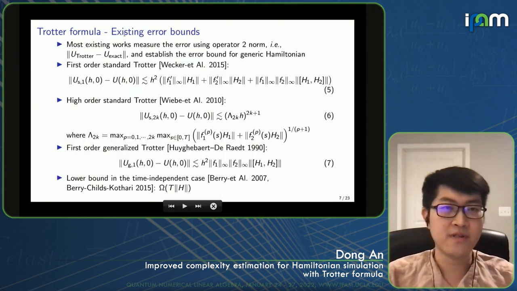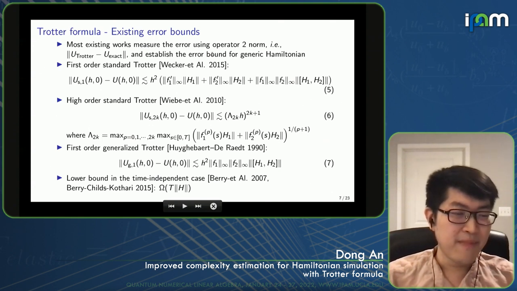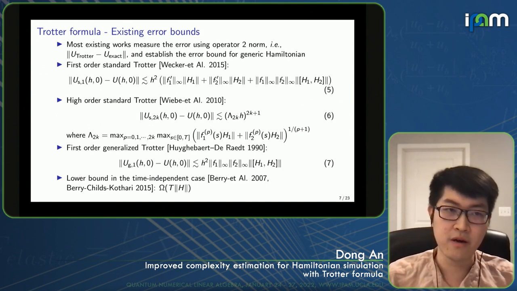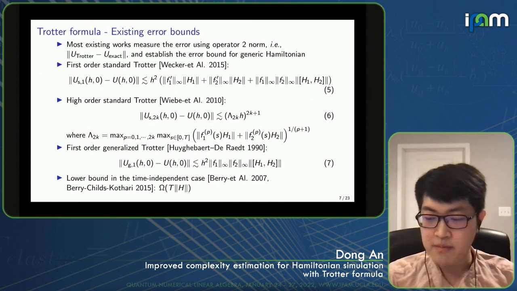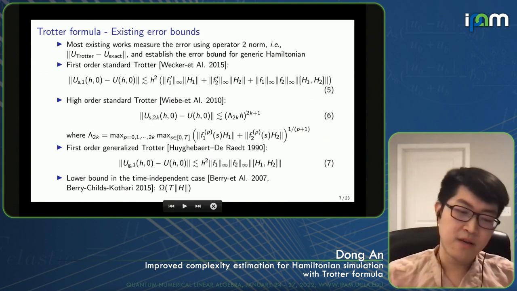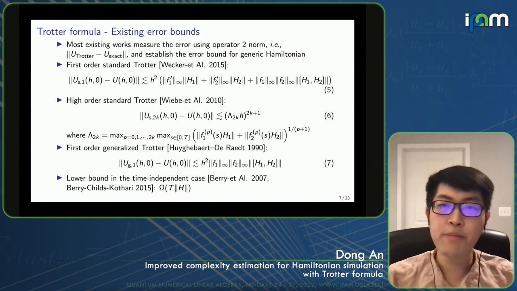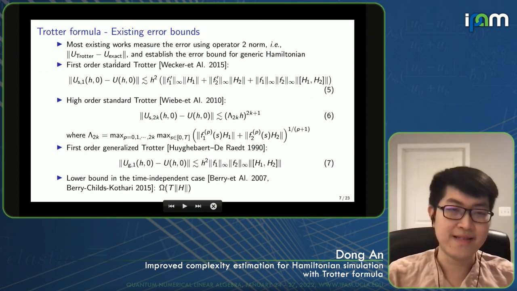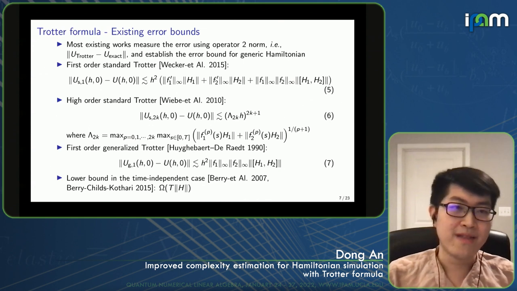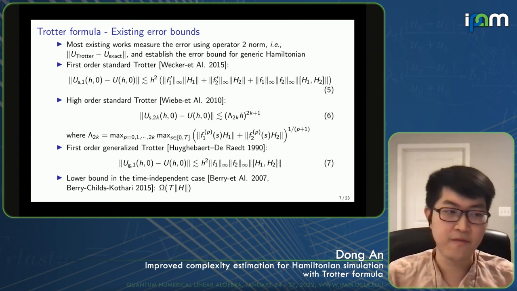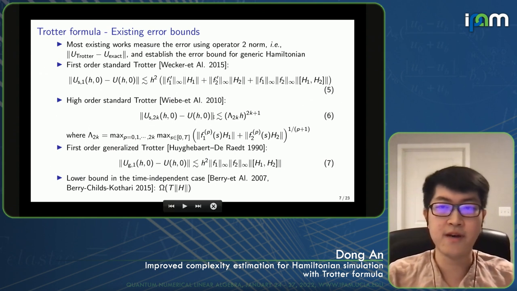As for the error of the Trotter formula, there are many existing error bounds, probably most are for the time independent case, but for the time dependent case, there are also many existing error bounds. The important remark about all the existing error bounds is that most existing work tries to bound the error using the operator norm. That is, they try to bound the error between the Trotter evolution operator and the exact evolution operator. These error bounds are quite nice because they cover all scenarios, and they work for the most generic case, that is, for a general Hamiltonian. Here I just list three of them.